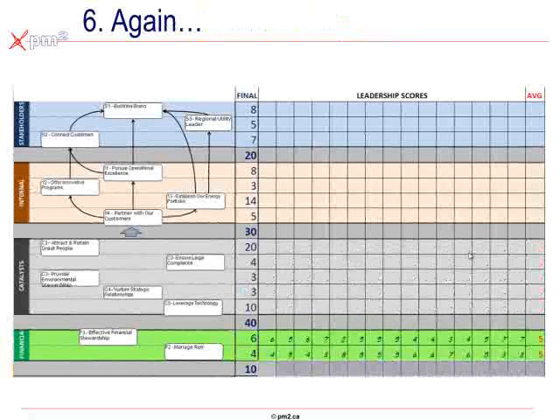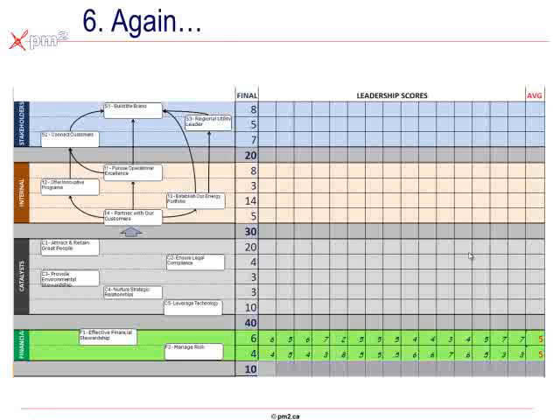So again, the idea is you erase the previous scores. They're done. We've had that conversation. We've reached an agreement. Physically take it off the board so people recognize that you can't go back.